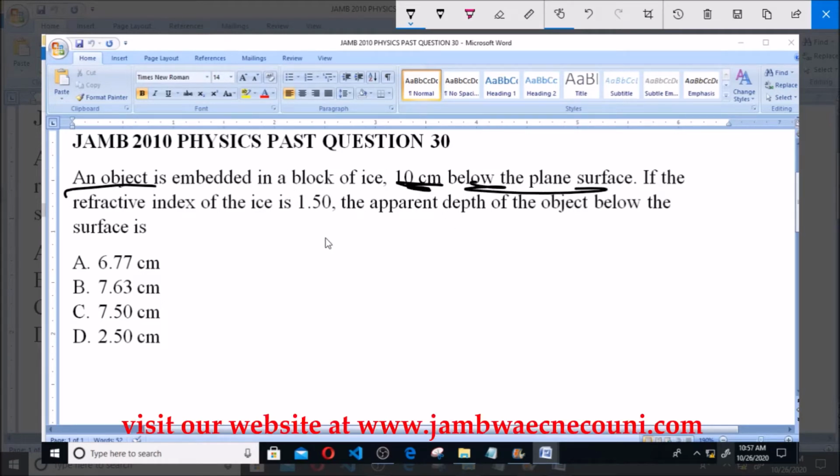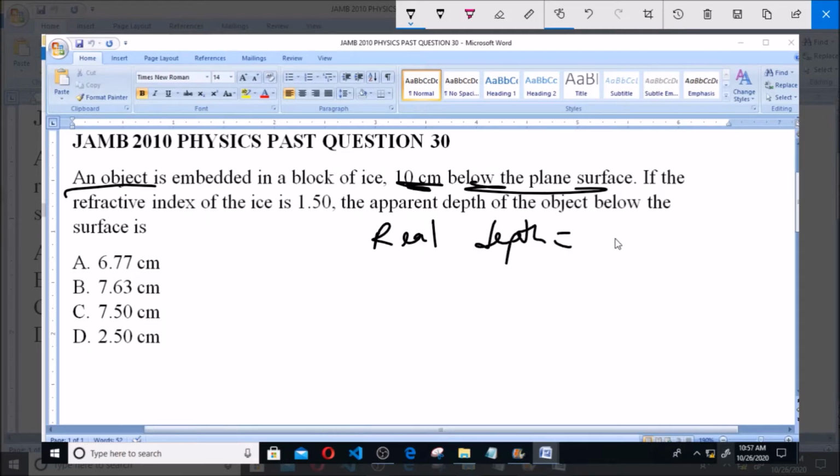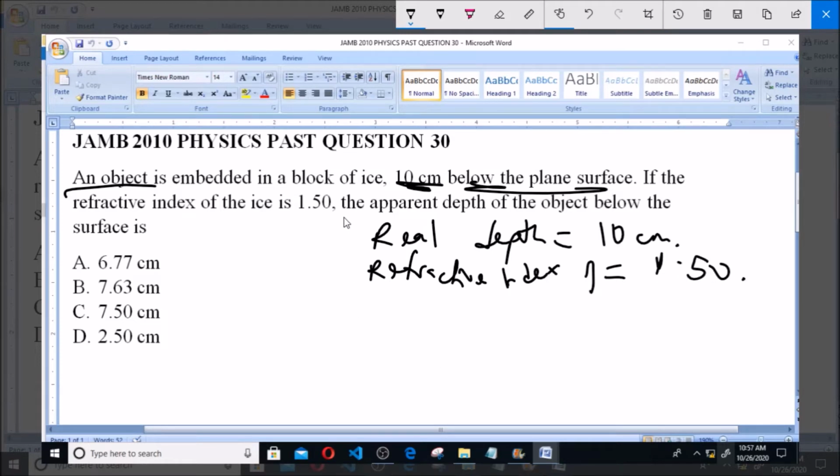Now we are given an object which is embedded in a block of ice 10 centimeters below the plane surface. So this is the real depth of that object. So the real depth is equal to 10 centimeters, and then we are given the refractive index, which is represented by this symbol, as 1.50, and we're asked to find the apparent depth of the object, or the way the object appears when you observe it from the top. So what is the apparent depth?